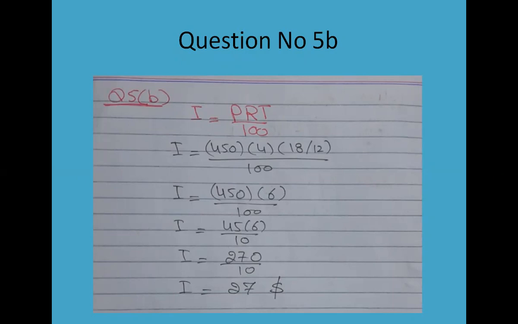So you will have 450 times 4 times 18 over 12. 4 3s are 12 and 3 6s are 18, so you are left with 450 times 6 divided by 100. One 0 can be cancelled with the 0 of the 450. So you will have 45 multiplied by 6 divided by 10. 45 multiplied by 6 is 270, divided by 10, the 0s cancel. So you are left with 27. So the interest will be $27.